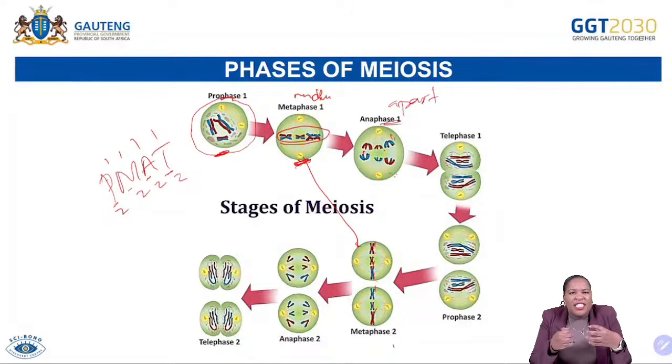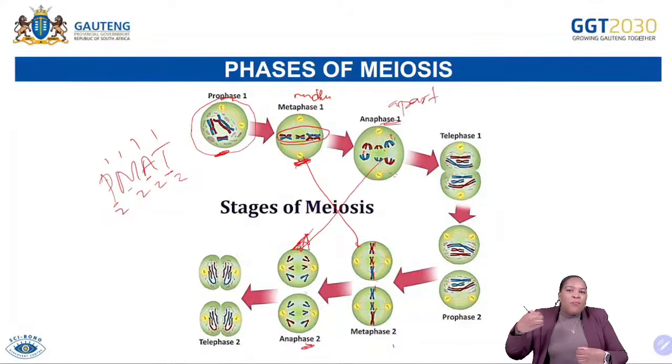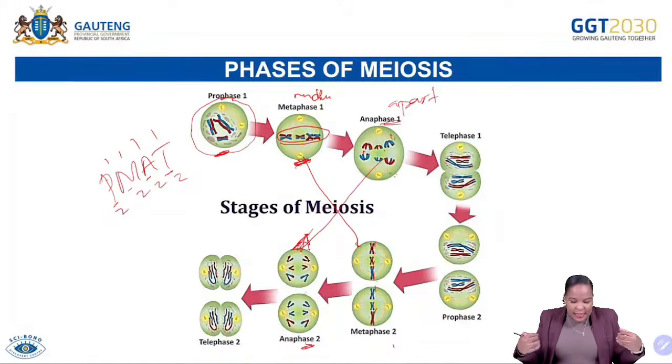Remember, they are attached to the centromere. So as they shorten, they pull the chromosomes to the opposite poles. And then here at anaphase 2, what is the difference? Instead of the entire chromosome being pulled to the opposite pole, what is happening? Now the chromatids are pulled to the opposite poles, and the same, they are attached to the spindle fibers.